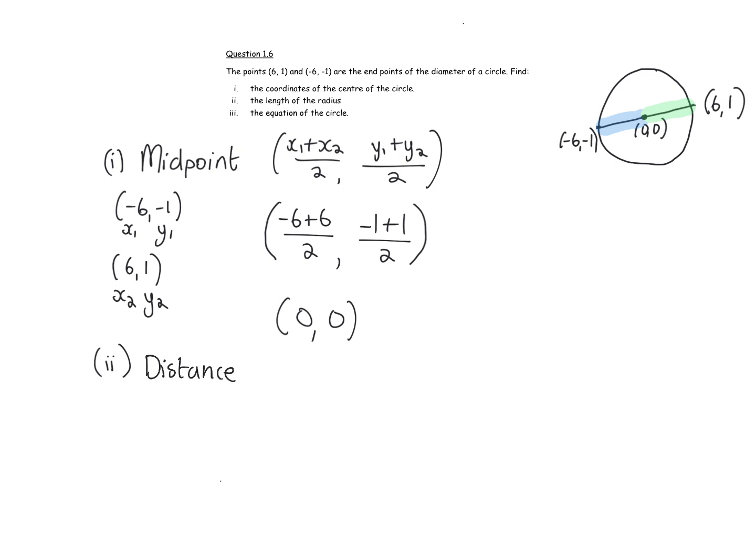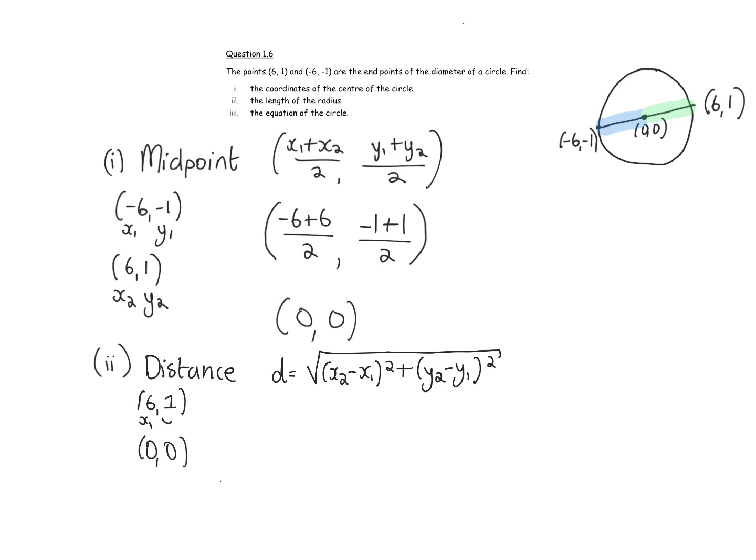And again, the formula for this is the square root of x2 minus x1 squared plus y2 minus y1 squared. We have the points 6, 1 and 0, 0. 6, 1 is x1, y1, 0, 0 is x2, y2. So the distance then is x2, which is 0, minus 6 squared, plus y2, which is 0, minus y1, which is 1, and that's squared.